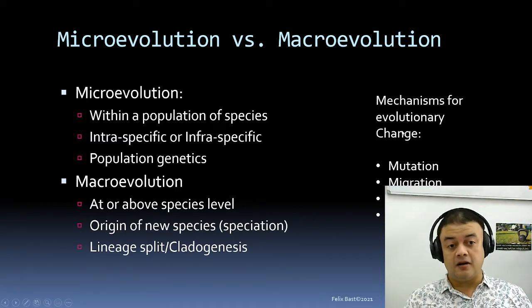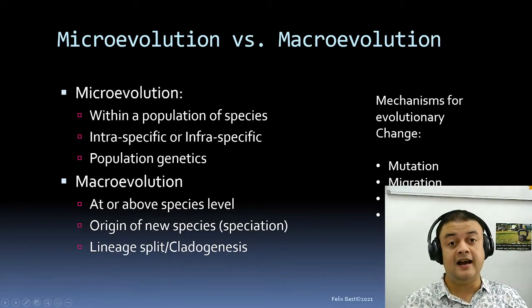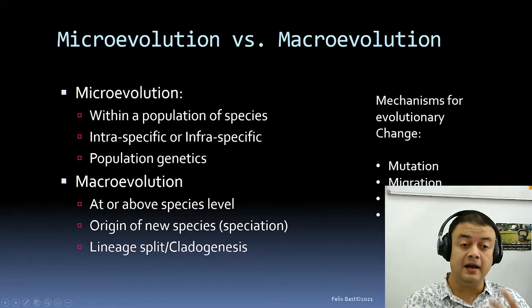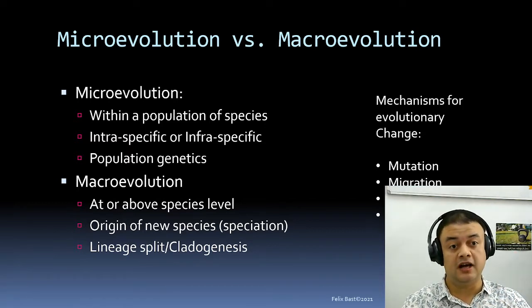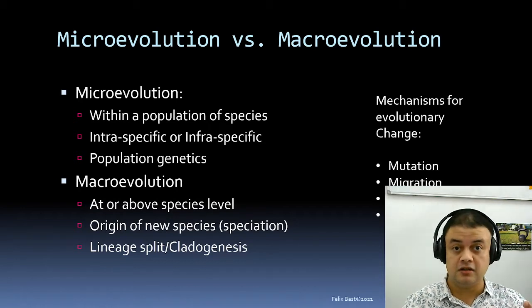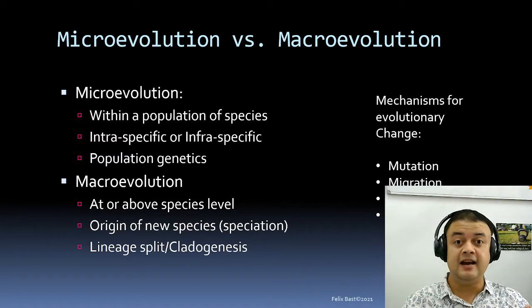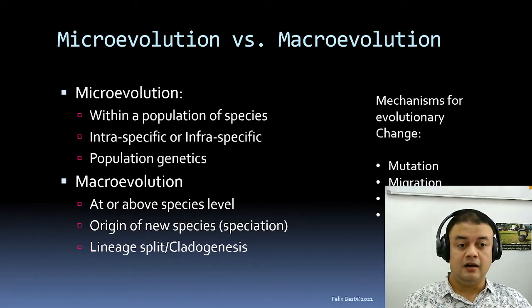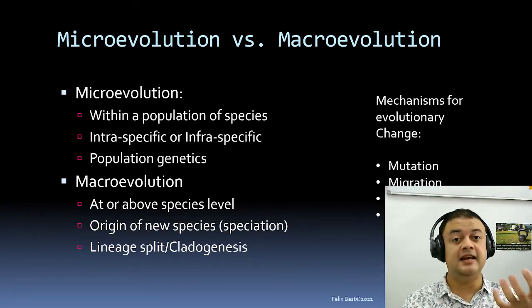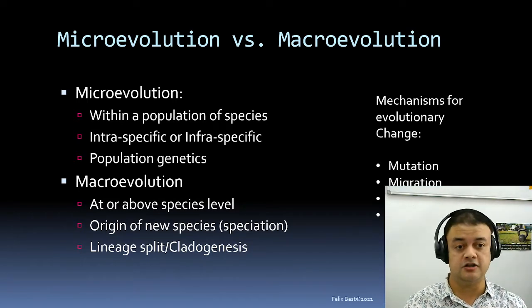So evolutionary mechanisms include mutation, migration, genetic drift, and natural selection. These are the four major mechanisms by which species change over time. Mutation is the random accumulation of genetic changes. Migration is the mass movement of a population from one location to another. It could be immigration, that is incoming, or emigration, that is outgoing, the two forms of migration.